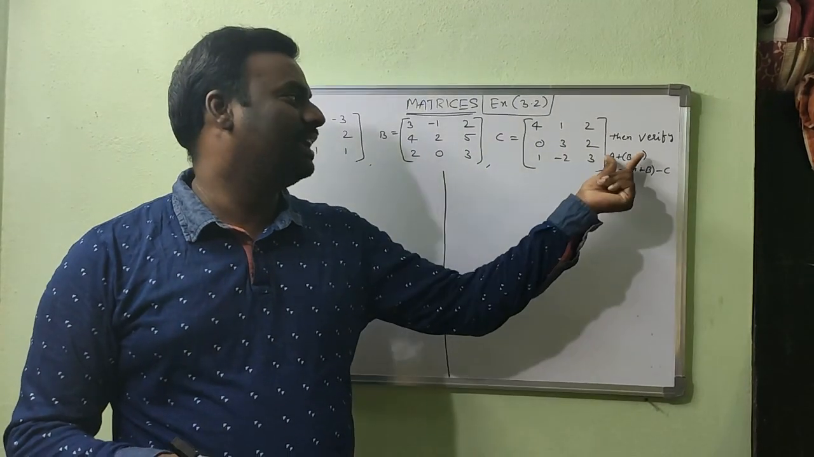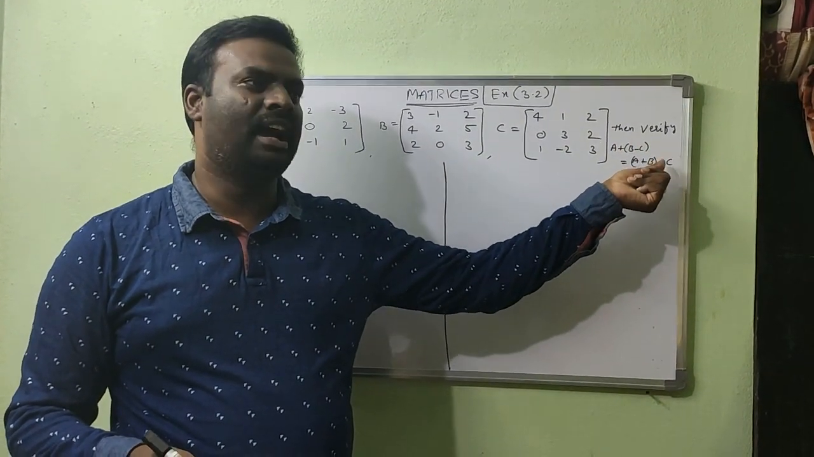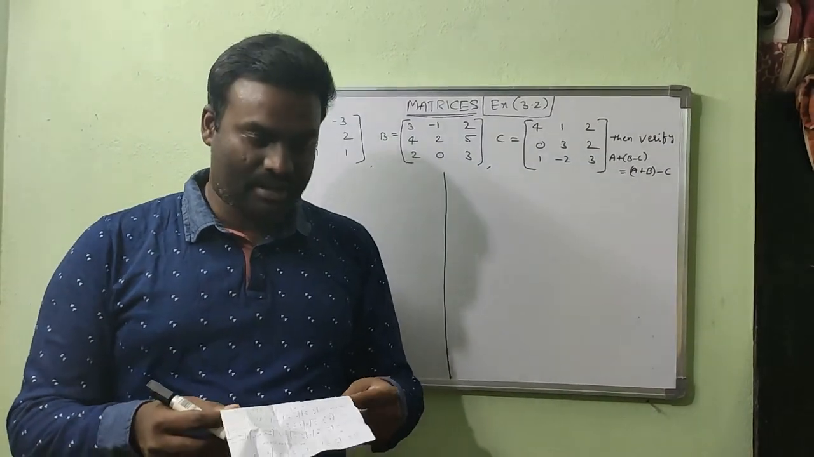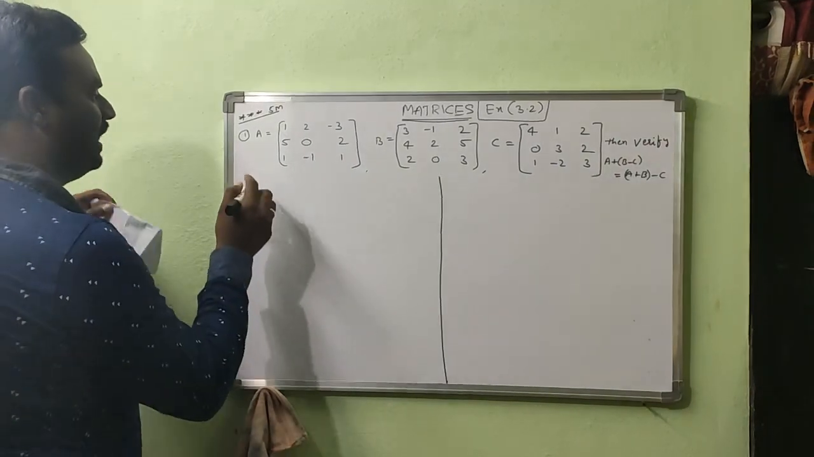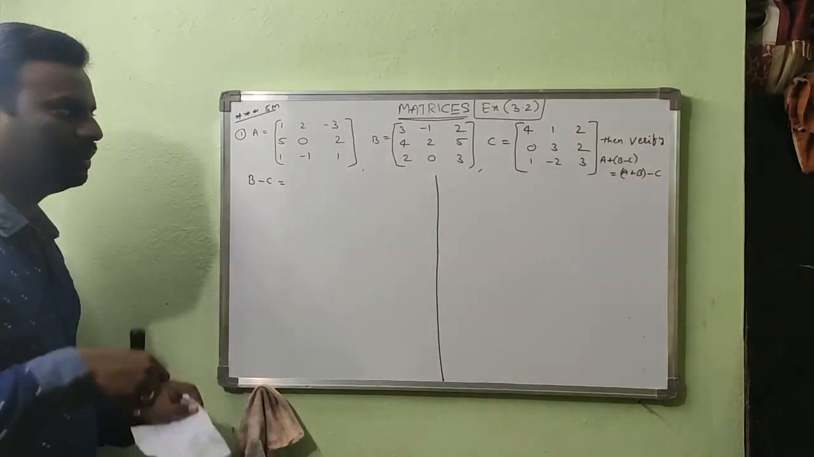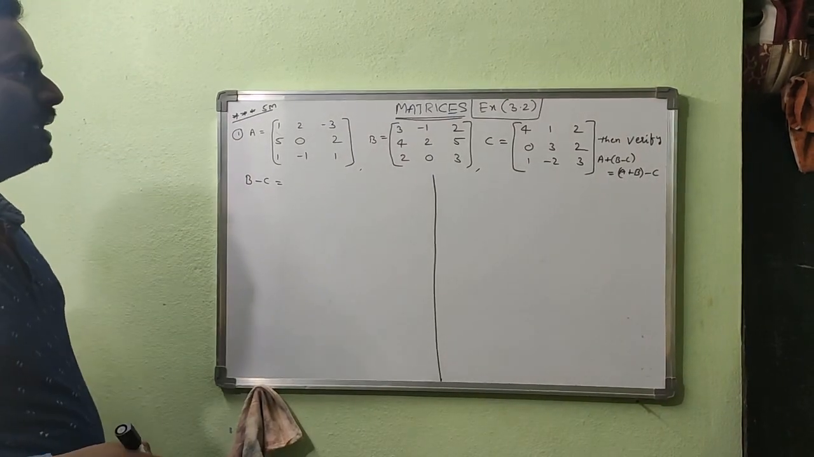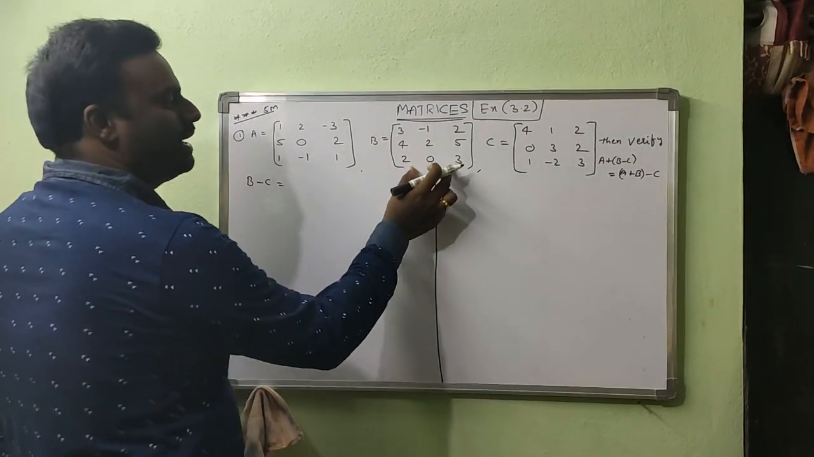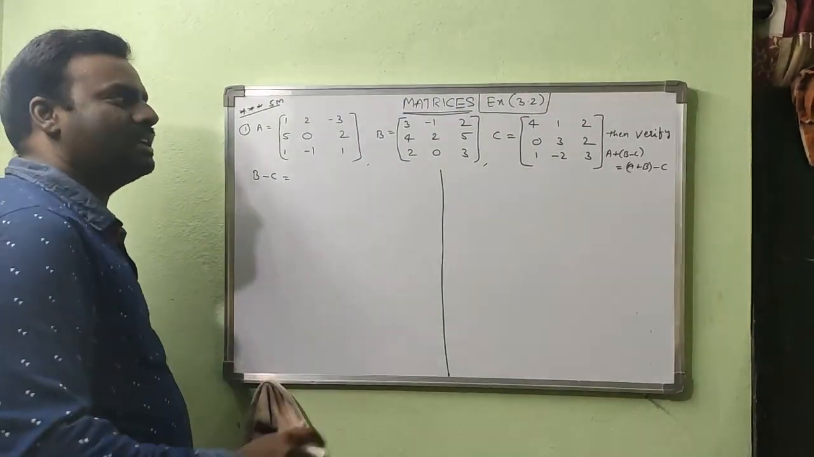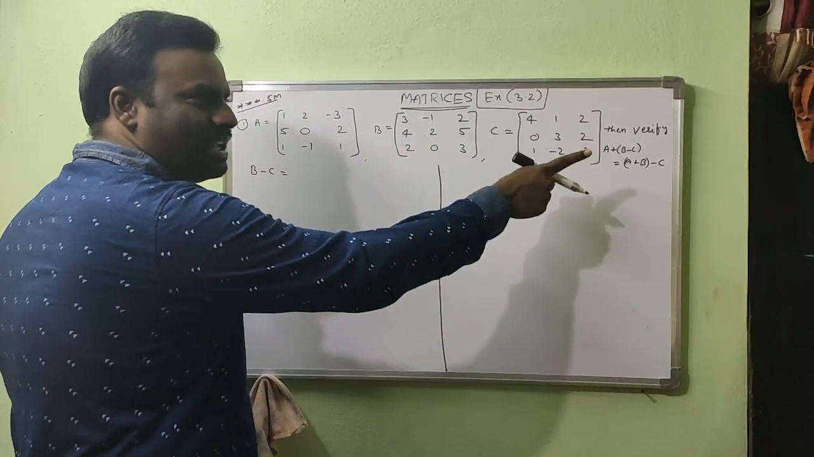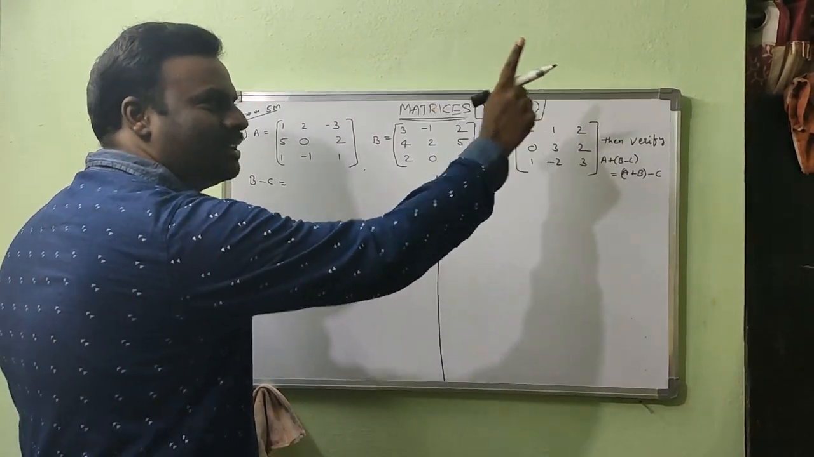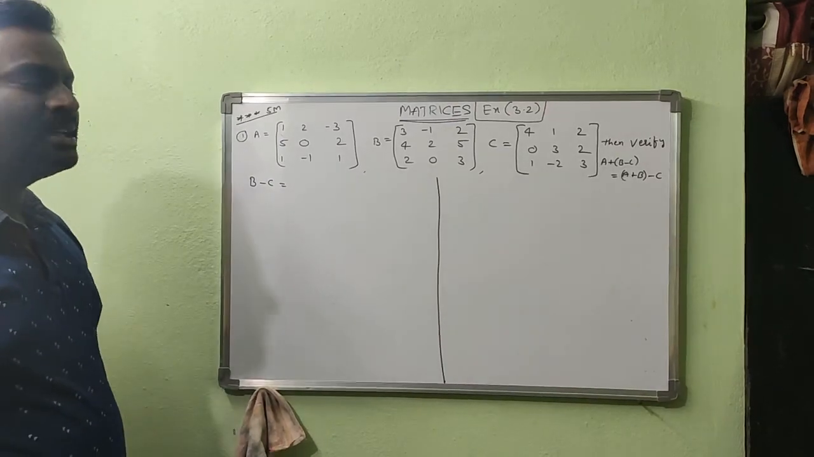So first I am finding LHS, after that I am finding RHS, finally I will check whether both LHS and RHS are the same or not. So first I am finding B minus C. See how to find this B minus C? B matrix minus C matrix. How to do subtraction? First element minus first element, second element minus second element, third element minus third element. Like that you can subtract.